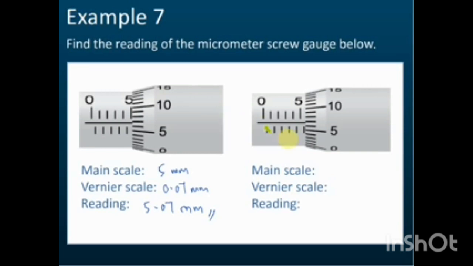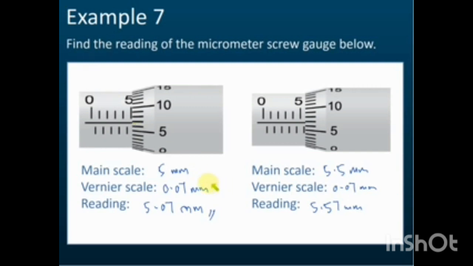Okay, how about this one? What's the reading of the main scale? Yes, come on. What's the reading of the main scale? 5.5, that's correct. 5.5 mm. The reading of the vernier scale is still 0.07 mm. And therefore the reading is 5.57 mm.